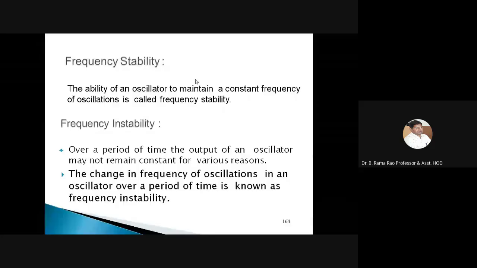This is a very important point, because we are talking about oscillators, which are used to produce oscillations. The oscillation should be stable; only then will that circuit be used for any application. So we saw the definition of frequency stability. Ideally, we can say it is stable, but practically, the output of the oscillator may not remain constant over a period of time because of various reasons. So what are the reasons?